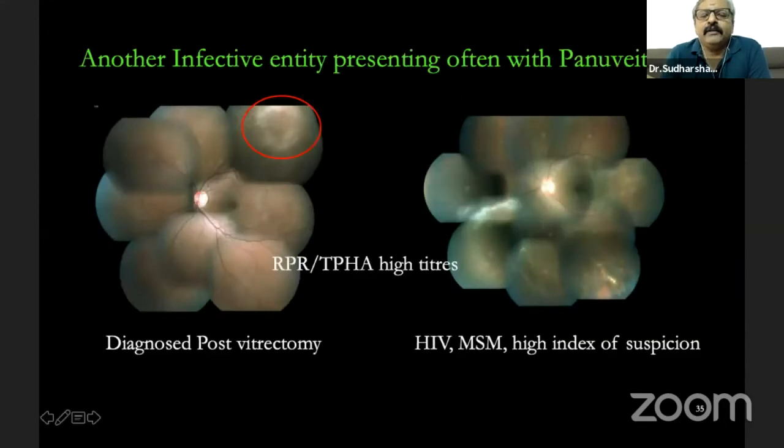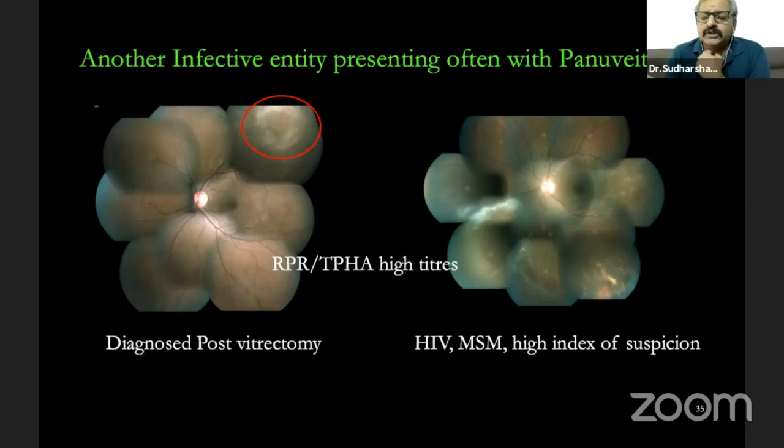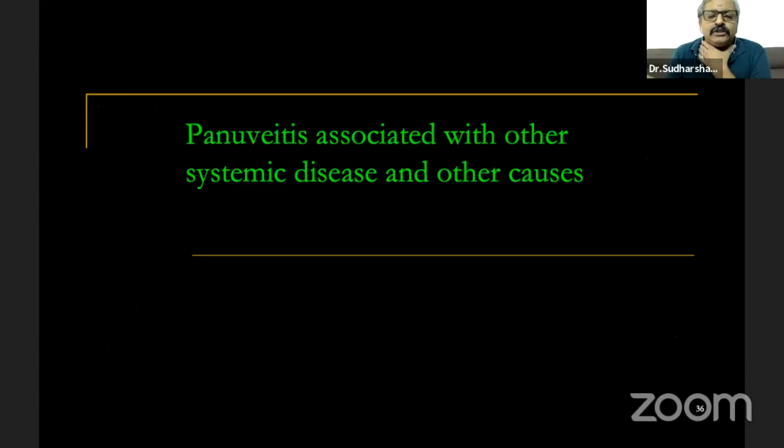Another infective entity presenting often with panuveitis is syphilis, always a disease of exclusion. RPR or TPHA titers are suggestive. This was diagnosed post vitrectomy, and this was an HIV patient, so we could make a diagnosis.